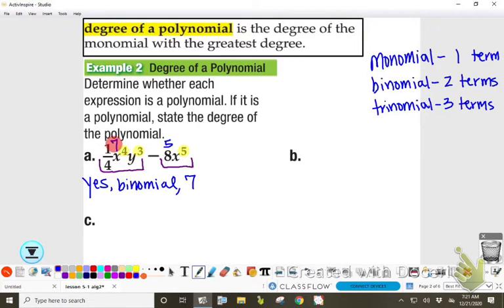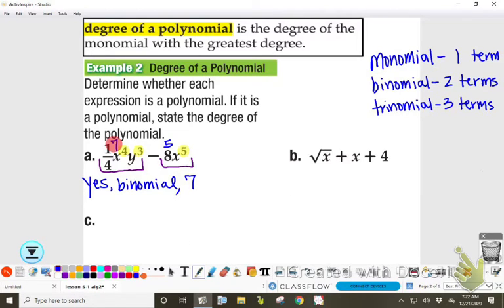Okay, so again, to find the degree, you take each individual term. So 1/4 x to the 4th y to the 3rd was one term, and then 8x to the 5th is another term. And if you have more than one variable in a term, so that first one we had an x to the 4th and a y to the 3rd, you had to add their exponents. In the next one, 8x to the 5th, you just had one term, one variable, so that exponent is a 5, and then the degree of it is the largest of those numbers there.